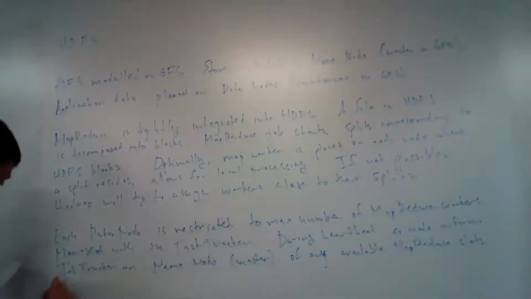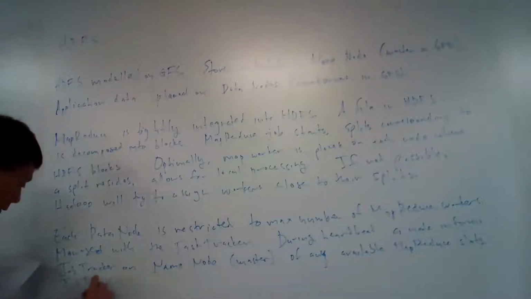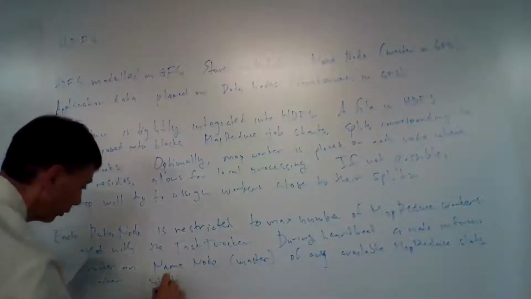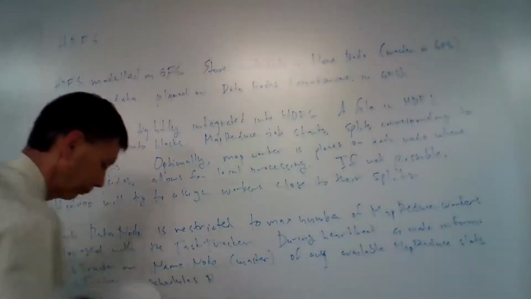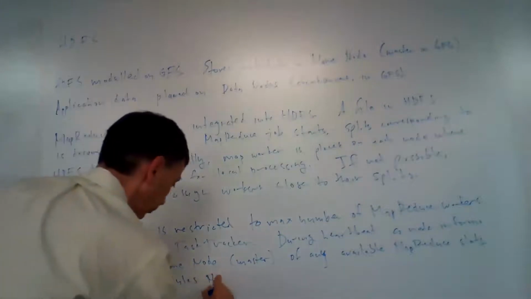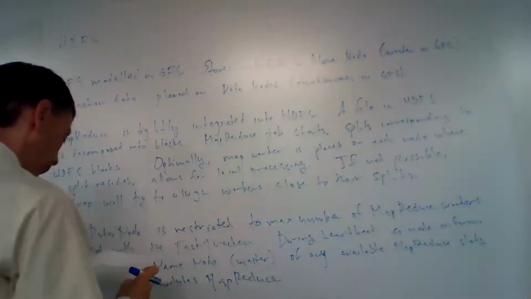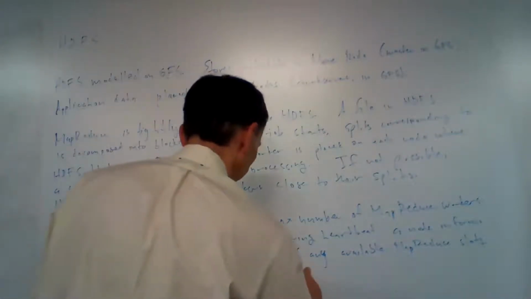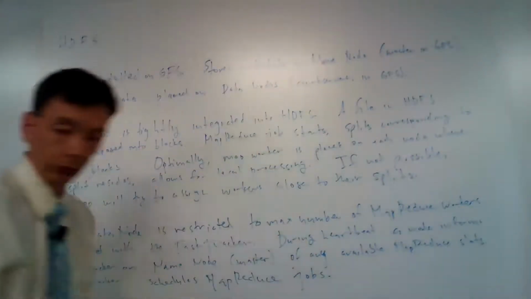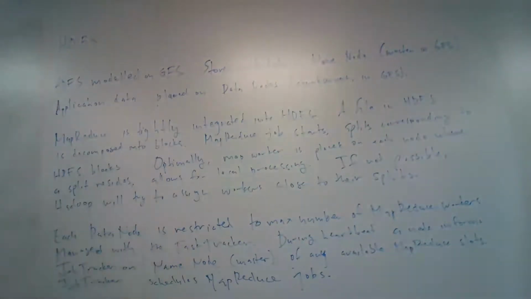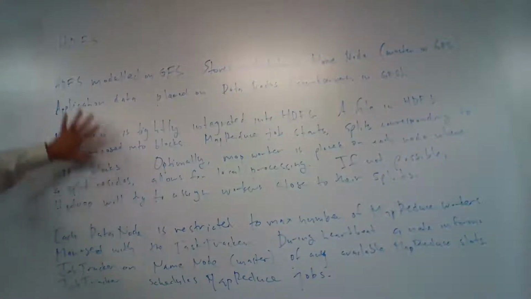And then the job tracker schedules MapReduce jobs. Okay. So it's the master's, the name node's job to schedule MapReduce jobs as they come in. Okay, and remember that it's trying to schedule them in this way so that it can get as fast of results as possible.